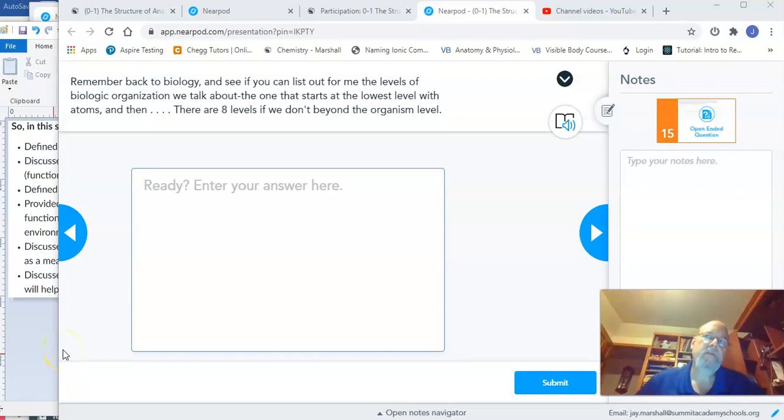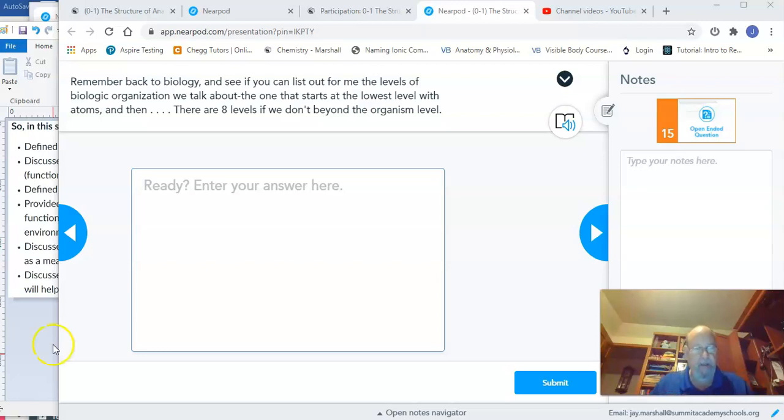Okay, so there's one last organizational concept that I want to put in the back of your brain here. If you remember back to biology, you were at some point told about the levels of biologic organization, and there are a bunch of these, but they follow logically from each lower level. Each successive level follows logically from the previous level, so it's easy to remember this and use it as an organizational tool. There are 8 of these if you don't go beyond the organism level. If you start with atoms and then go up, see if you can remember those.